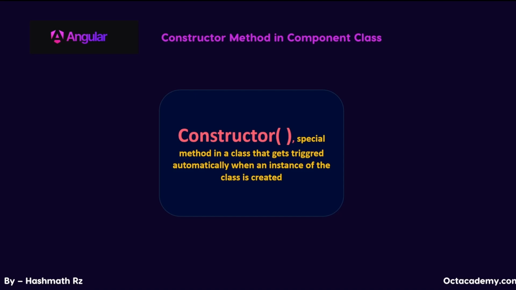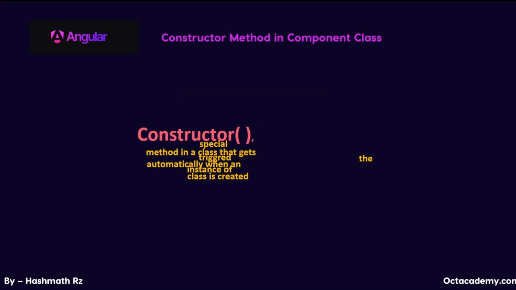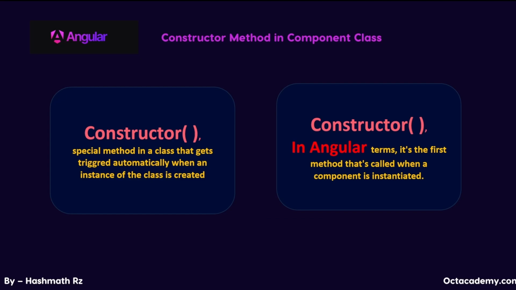So let's dive in. The first question is, what is a constructor? Well, a constructor is a special method in a class that gets triggered automatically when an instance of the class is created. In Angular terms, it's the first method that's called when a component is initiated. Think of it like the birth of a component. Just like when a baby is born, there are certain things that happen immediately inside the baby's body, right? So that's what the constructor is for in the life of a component.